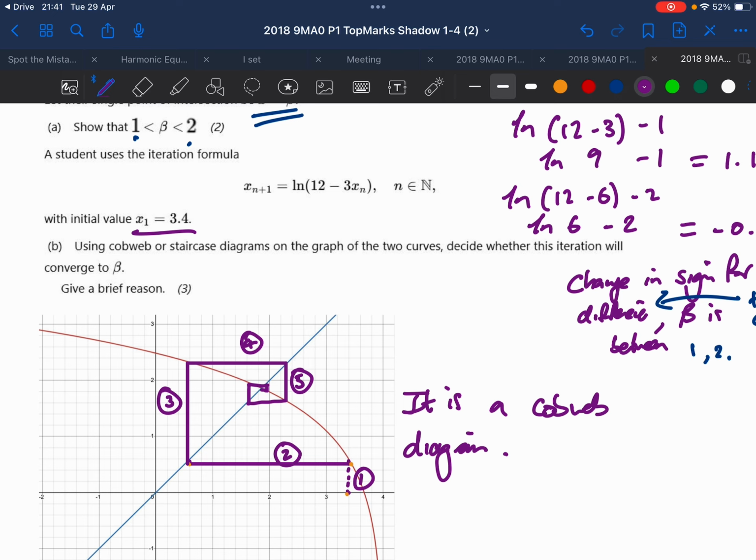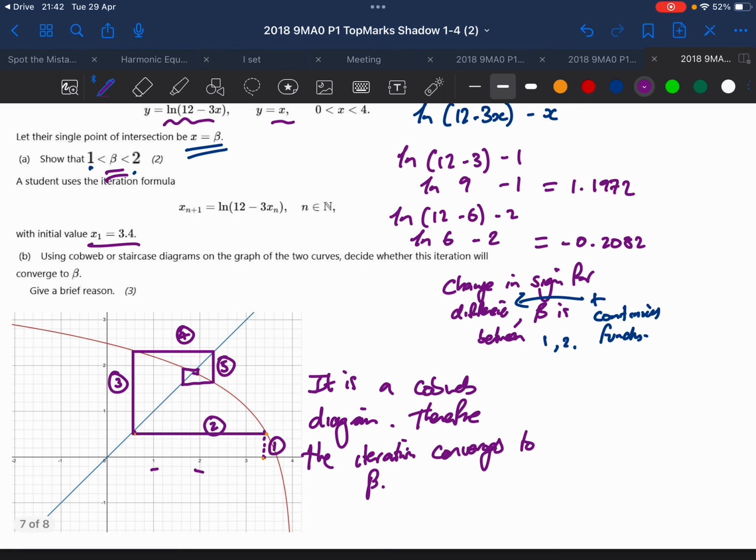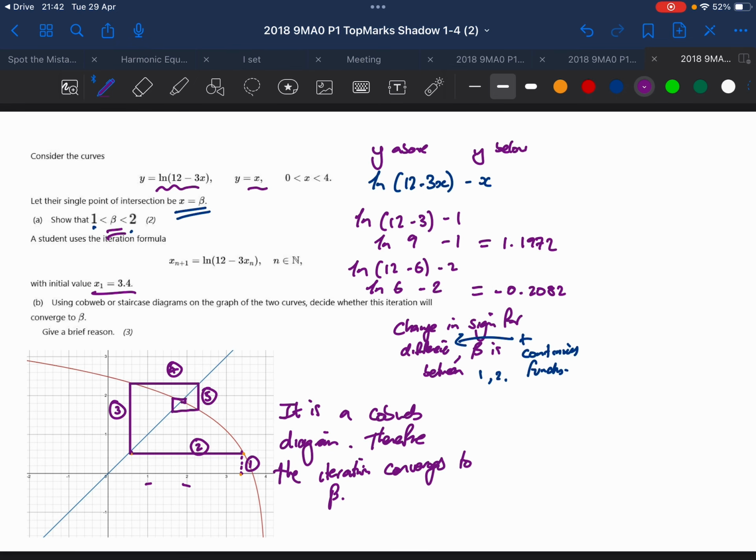Use cobweb or staircase on the graph to decide if the iteration converges. Therefore, the iteration converges to beta. Sometimes this wouldn't happen, depending maybe on the shape of the graph or the starting point. But it does converge, and more to the point, it converges to beta between 1 and 2, which is the right one that we were looking at before. Okay, so an iteration question for our fourth question.